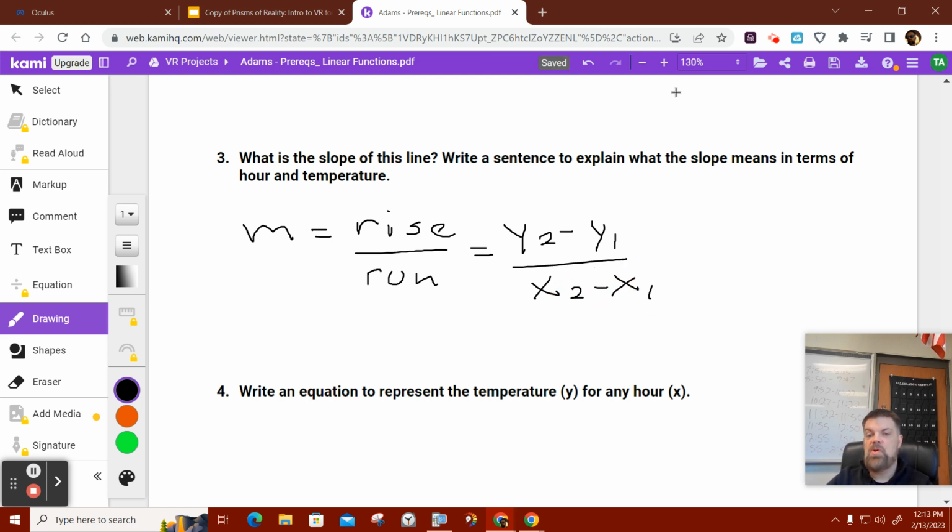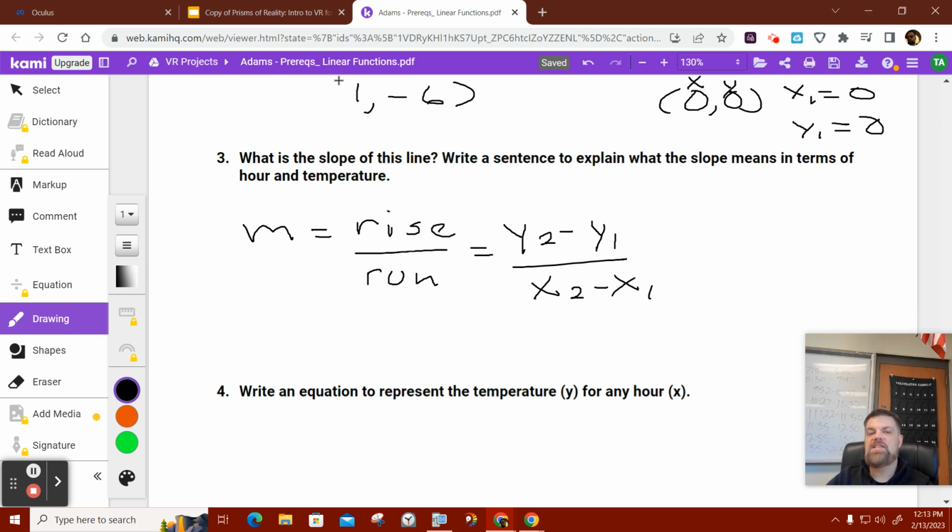Now remember the points, I'm going to pick 2 points. I'm going to pick 0, 0. Remember these are x's and y's. So I'm going to say x1 is 0 and my y1 is 0, that's cool. The next point was 1, negative 6.